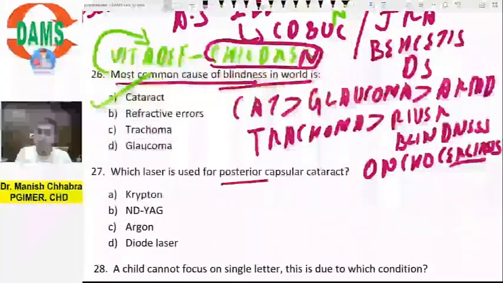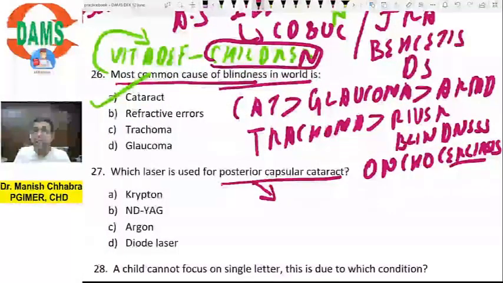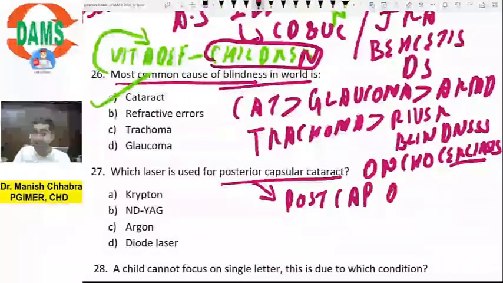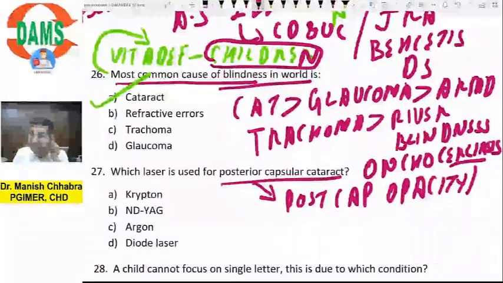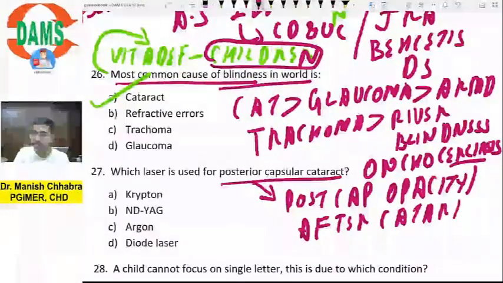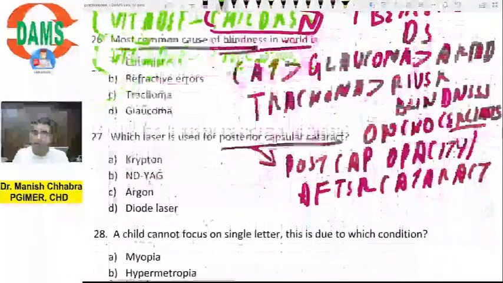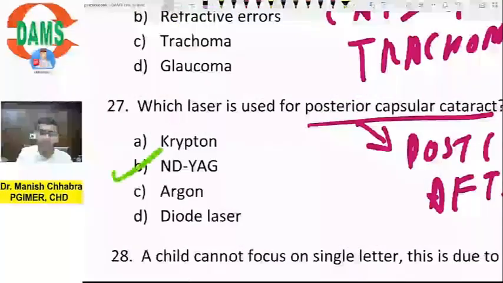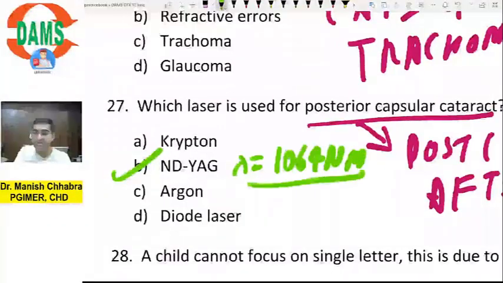Which laser is used for posterior capsular cataract? Actually, it is not posterior capsular cataract, it is posterior capsular opacity. The other name of PCO, posterior capsular opacity, is after cataract. Is it understandable now? Which laser is used? The laser used is the Nd:YAG laser. What is the wavelength of Nd:YAG laser? 1064 nanometer.